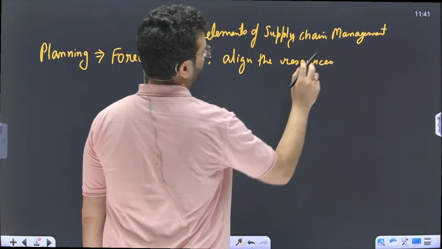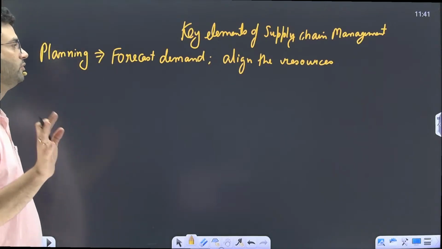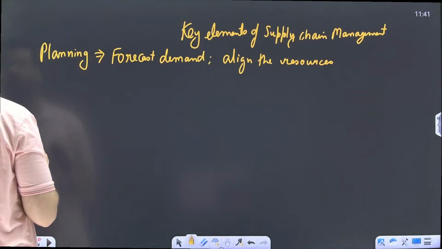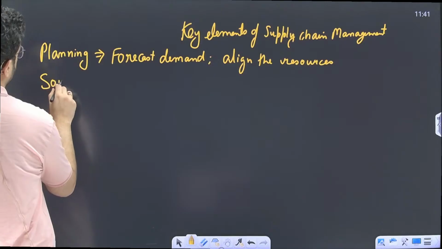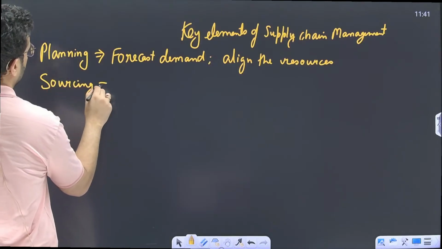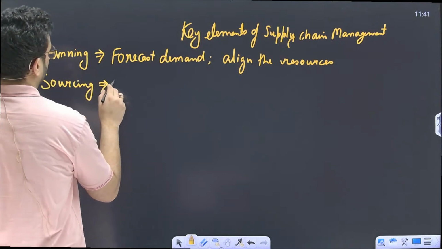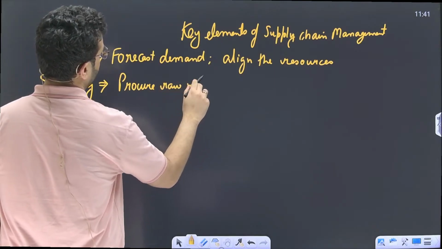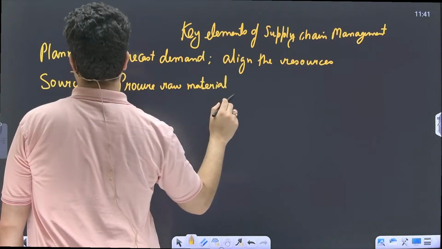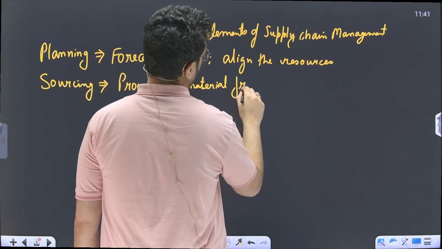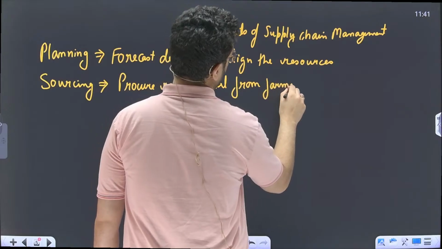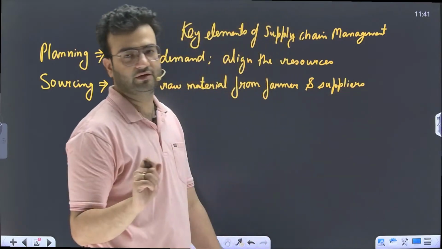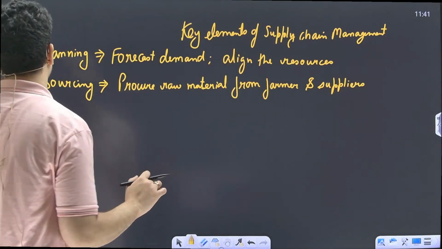What is our first goal? The first goal is to forecast the demand and align the resources associated with it. Then next is sourcing. Now, what is included in this sourcing? Procure raw material from farmers and suppliers. This is the second thing, sourcing.